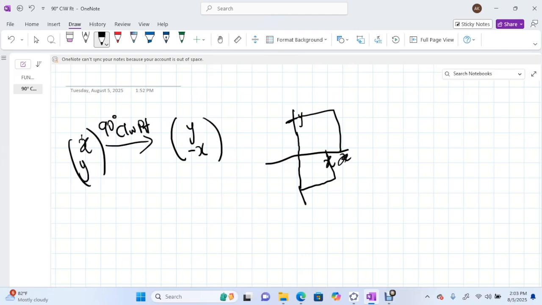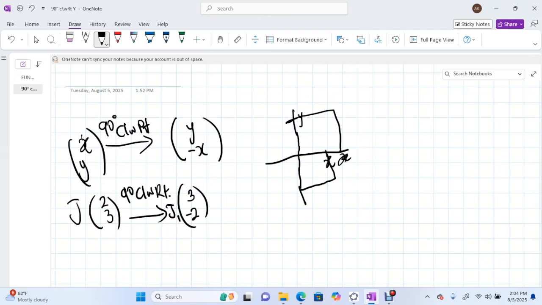becomes the y coordinate. So for example, we had our first point J, which was 2, 3. So if we do a 90 degrees clockwise rotation, then we are saying the 2 will come down here and it will be negative. And it's going to map to J1, according to the question. The 2 is going to be negative, and the 3, which was the y, is now going to be up here. I hope that's okay.